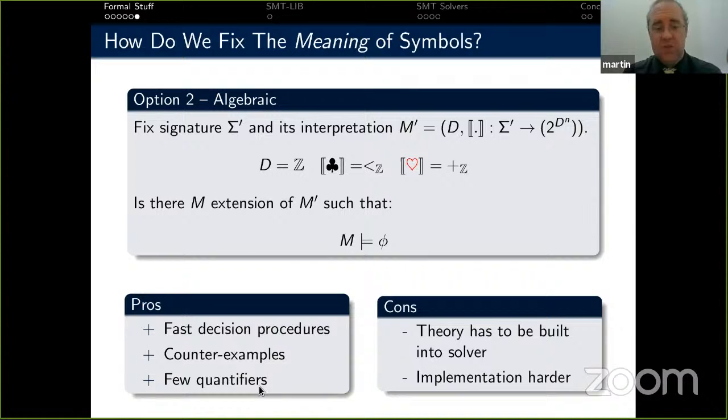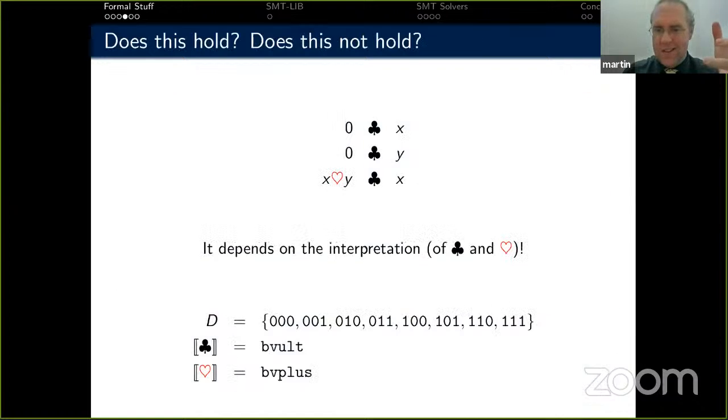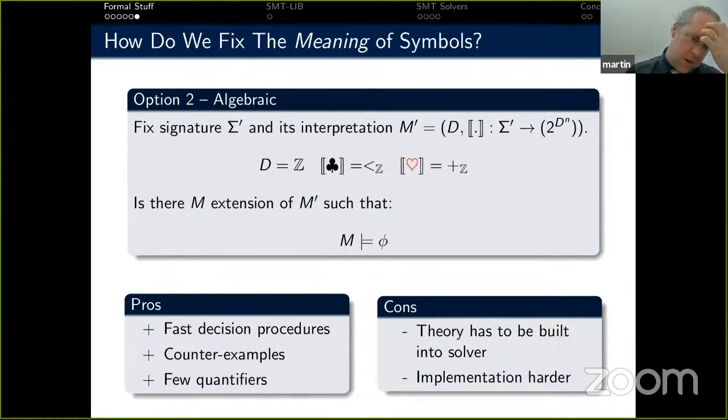So that allows us to write really fast decision procedures. It also allows us to build counterexamples, which is what I did here. I gave you specific concrete values. I said, look, try X is 111, Y is 001. And I could do that because I knew what interpretation we're working with. So we get counterexamples.